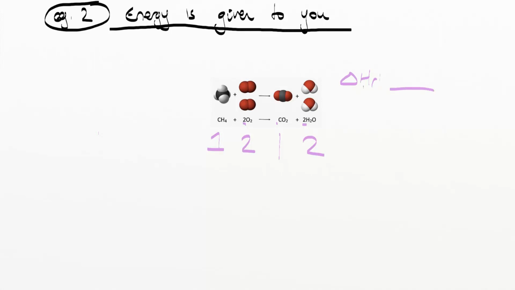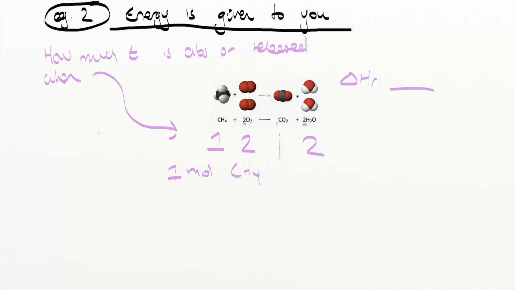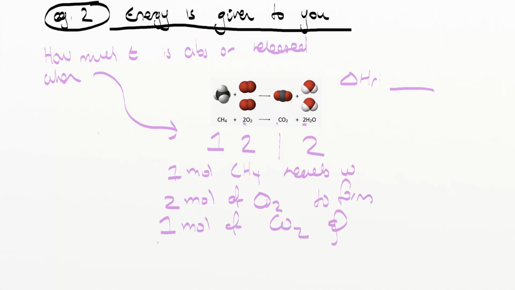So if I were to find the delta HR value for this, what they are really asking me to find is how much energy is absorbed or released when 1 mole of methane reacts with 2 moles of oxygen to form 1 mole of carbon dioxide and 2 moles of water. What does this mean?